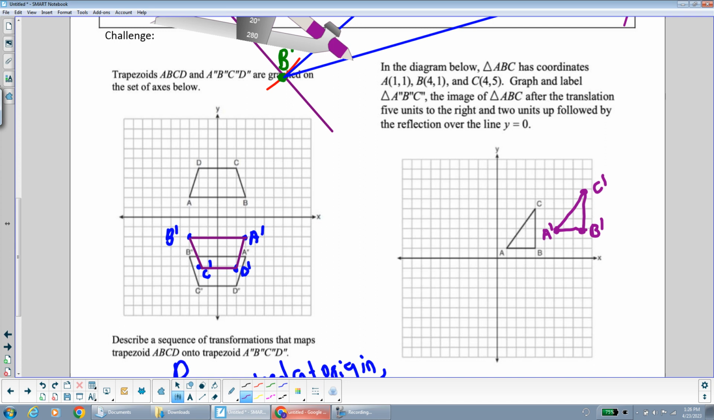Followed by a reflection over the line y equals 0. Y equals a number is a horizontal line. The y coordinate of 0 here is here, so that's really the x-axis that we're reflecting over. Not bad at all. Mirror images, equal distances. 1, 2, 3. 1, 2, 3, 4, 5, 6, 7.